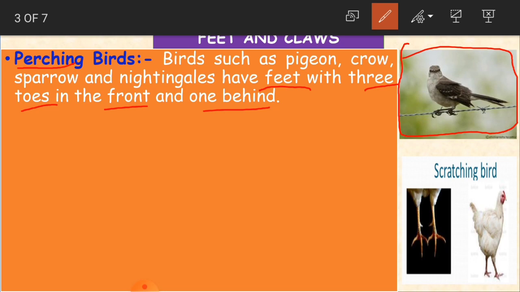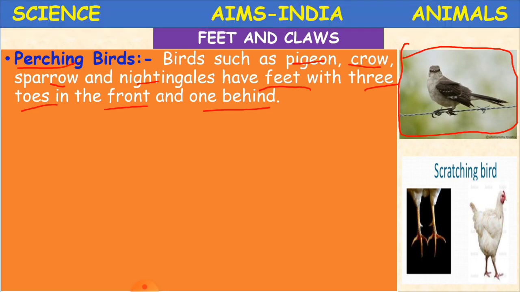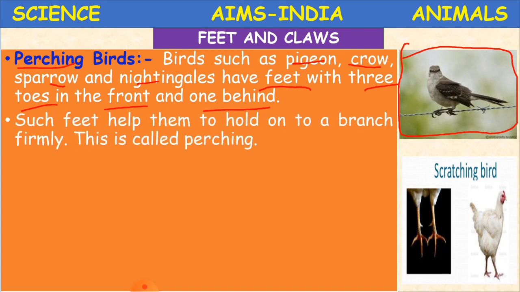Okay, children, for example, like most common birds which we see in our daily life. What are they? Like pigeon, crow, sparrow and nightingales. So these are some of the perching birds. Children, if you come across such type of bird, try to observe how the feet is, how the beak is for the birds. Then you will have a clear picture in your mind.